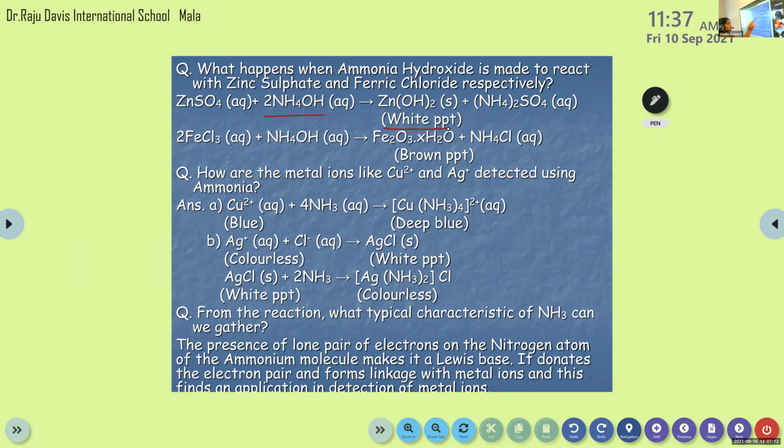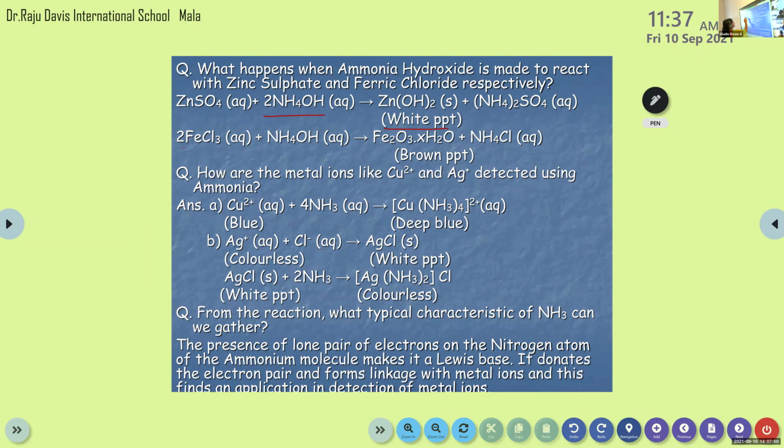You know that a double displacement reaction is also known as a precipitation reaction, right? A precipitate will be formed in all double displacement reactions. Here, it's an example of a double displacement reaction because both anions are exchanged between these two salts. You can see zinc sulfate converted to zinc hydroxide. Ammonium hydroxide is converted to ammonium sulfate. So it's an example of a double displacement reaction. It is also known as a precipitation reaction. There will be a precipitate formed during this reaction. The second one is also the same.